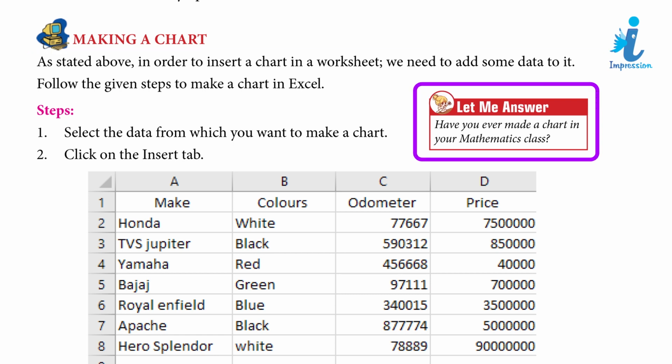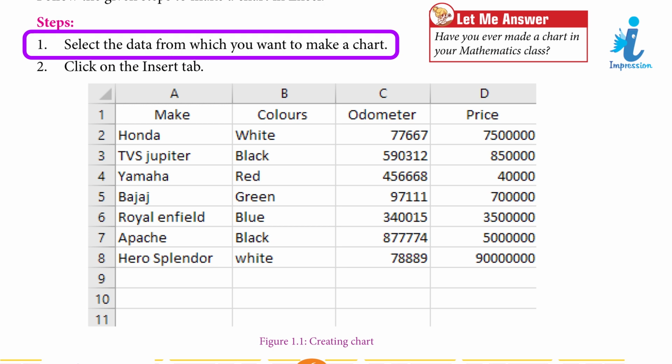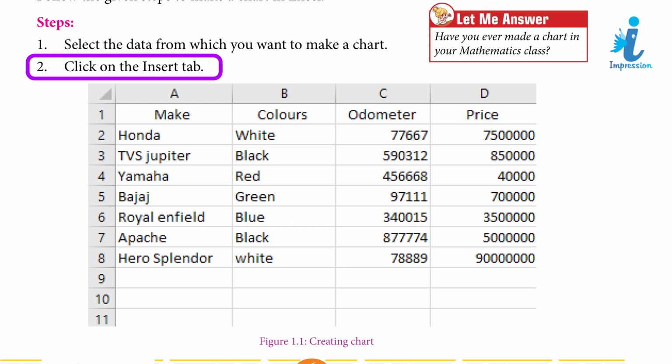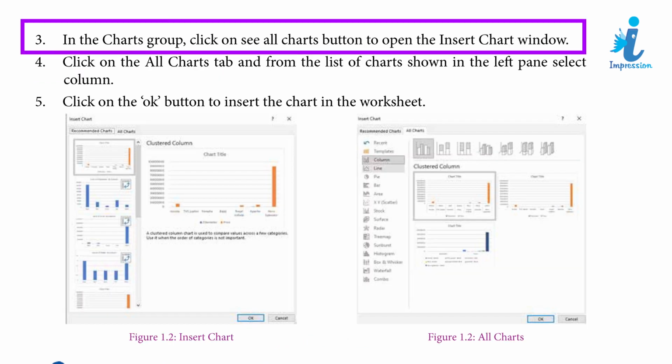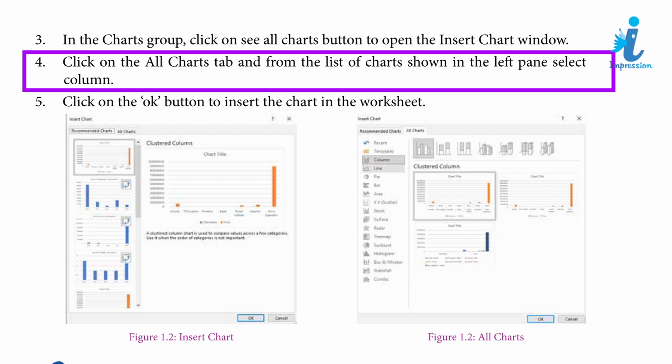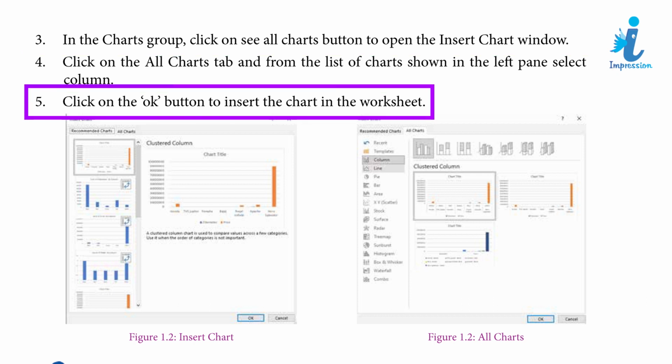Steps. Let me answer. Have you ever made a chart in your mathematics class? 1. Select the data from which you want to make a chart. 2. Click on the Insert tab. 3. In the Charts group, click on the See All Charts button to open the Insert Chart window. 4. Click on the All Charts tab and from the list of charts shown in the left pane, select Column. 5. Click on the OK button to insert the chart in the worksheet.